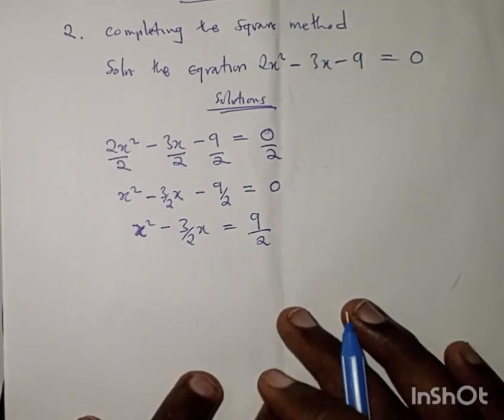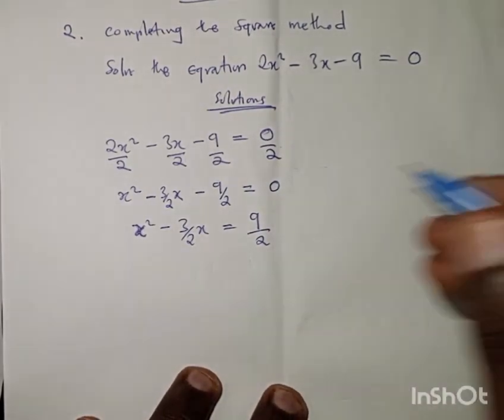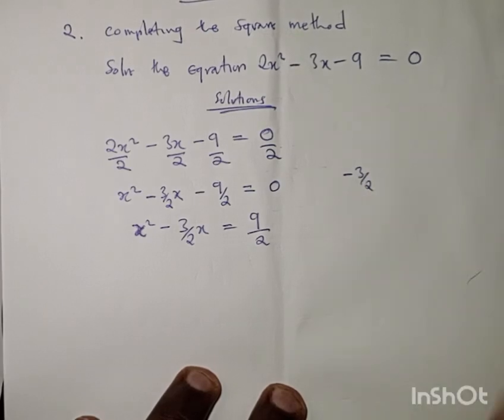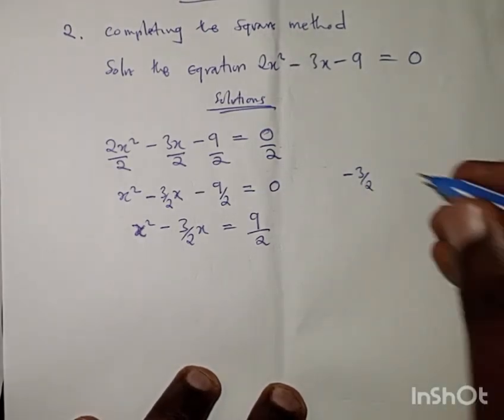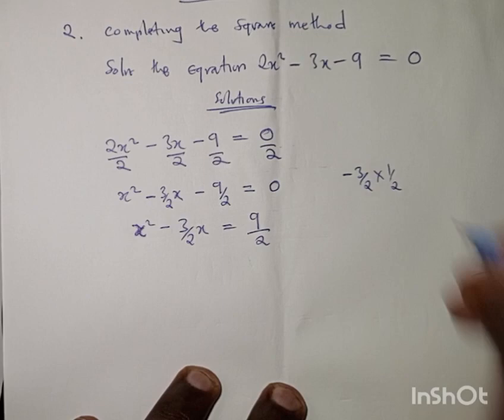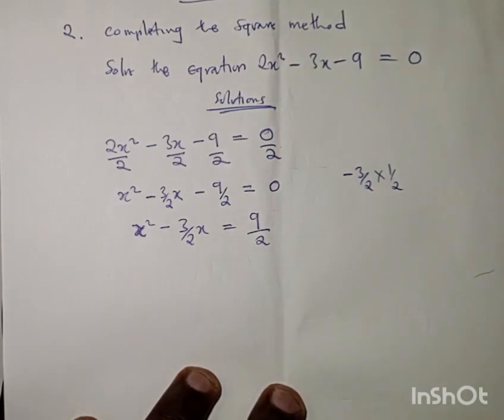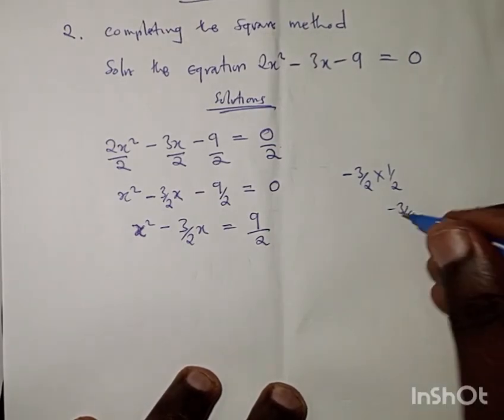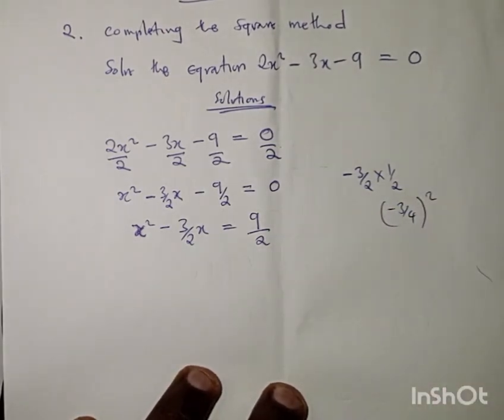So this is what I'm saying. The coefficient of x is minus 3 over 2. You multiply it by half, that is 1 over 2, so you get minus 3 over 4. This minus 3 over 4, you square it, and add it to both sides of the equation.